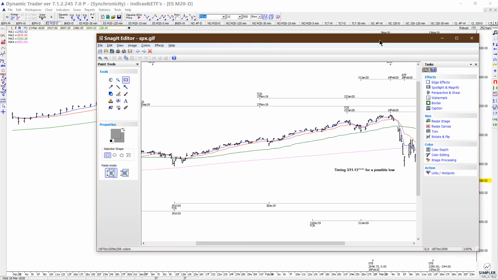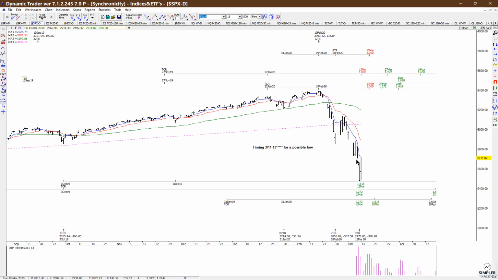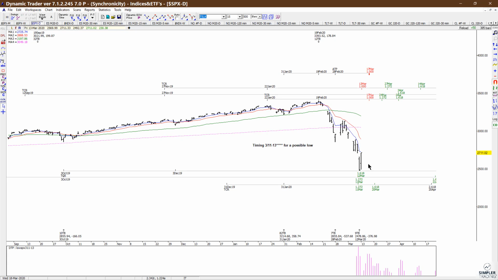I'm thinking that this timing so far is just a short-term bounce within the downtrend. And I'm not going to be convinced until I see something shift as far as the moving averages are concerned, and also the important resistance decisions that we would need to clear if this was indeed a more important low.